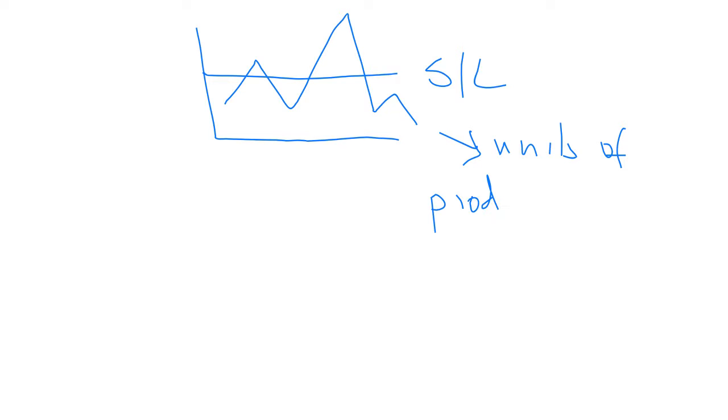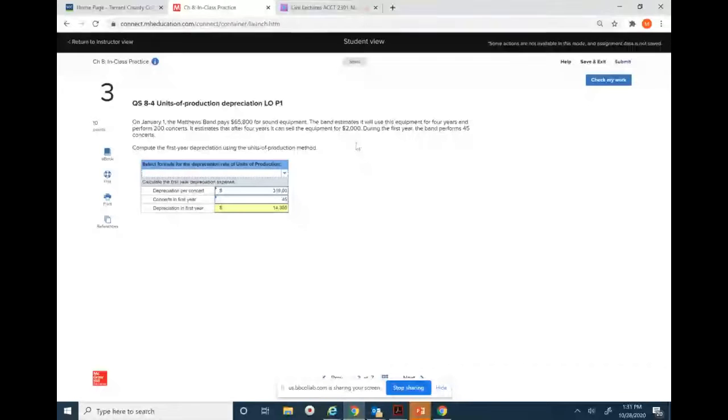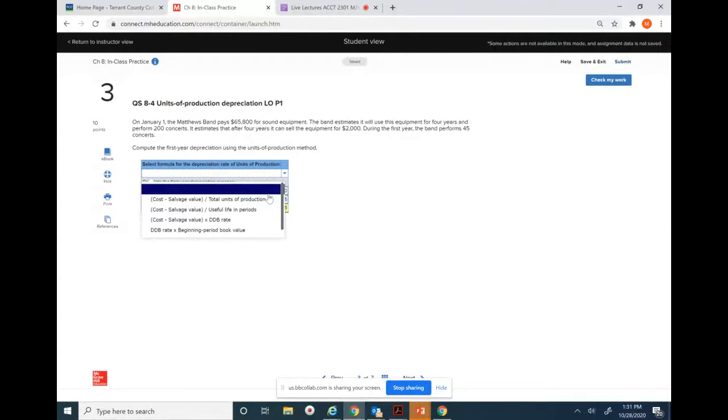The reason for that is because the company will be utilizing the asset differently in every period of its useful life. So I'll share my screen again. So let's go to the problem in Connect, where all I did, I'm using the formula for units of production depreciation: cost minus salvage value divided by total units of production, and these are the calculations that I just did on the whiteboard.